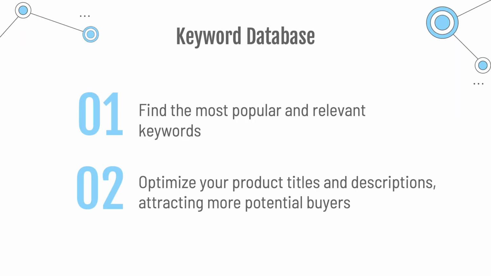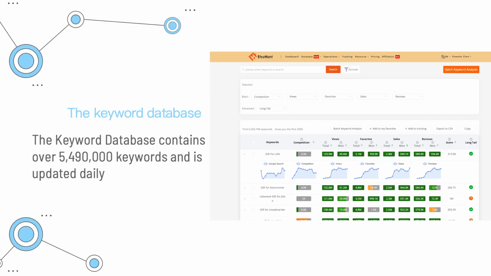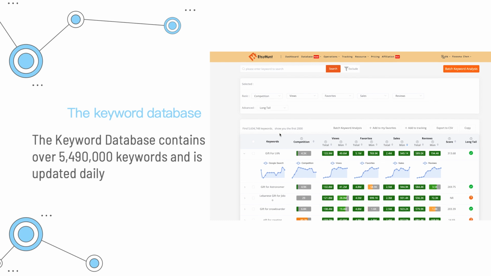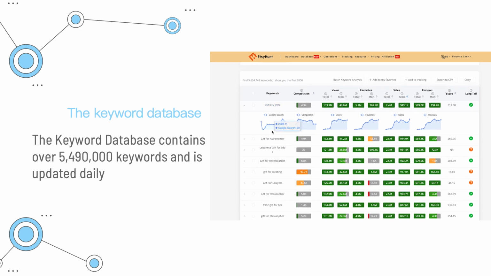First, let's understand what EHunt's keyword database is. EHunt is a tool specifically designed for Etsy sellers. It helps you find the most popular and relevant keywords to optimize your product titles and descriptions, attracting more potential buyers. The keyword database contains over 5,490,000 keywords and is updated daily. You can explore a vast array of keywords to find Etsy's most searched keywords.